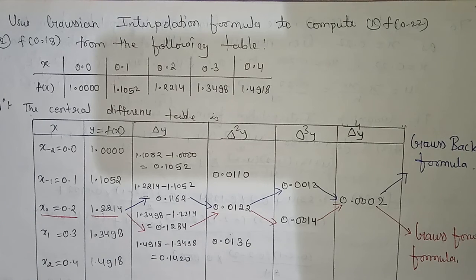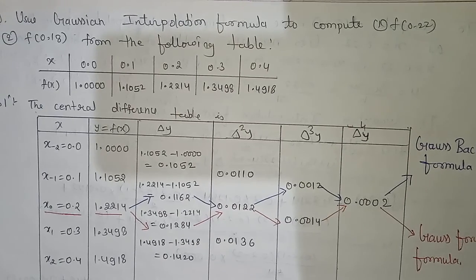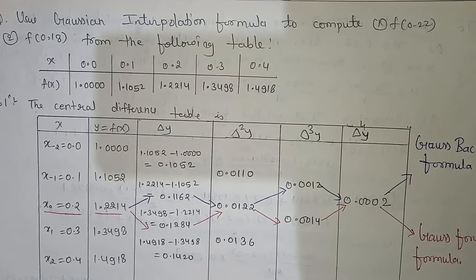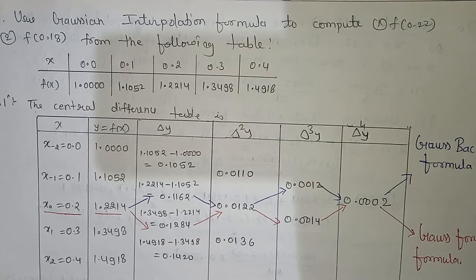Now to understand our formula, we will see one question based on Gaussian forward interpolation. The question is: use the Gaussian interpolation formula to compute f of 0.22 and f of 0.18 from the following table. Here we have values of x as 0.1, 0.2, 0.3, 0.4, and according to that it is given f of x as 1.000, 1.1052, 1.2214, 1.3498 and 1.4918 respectively.